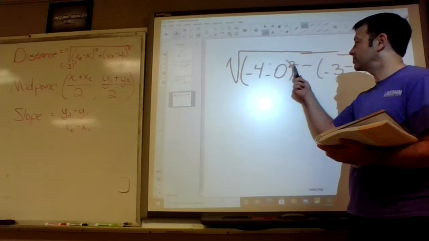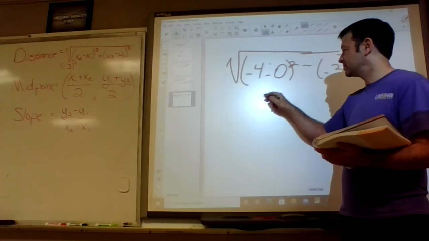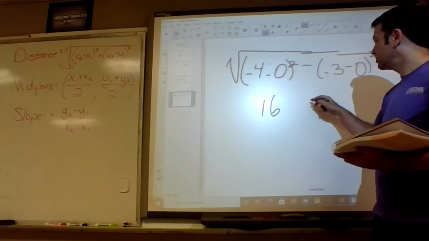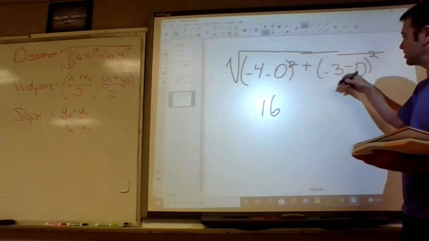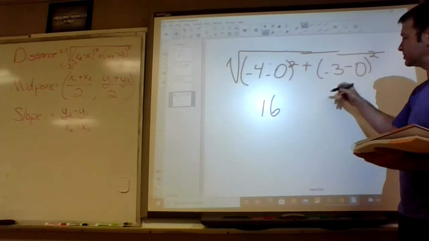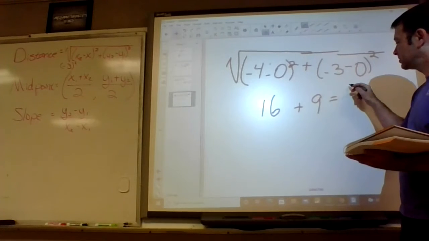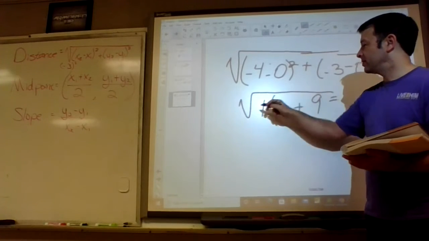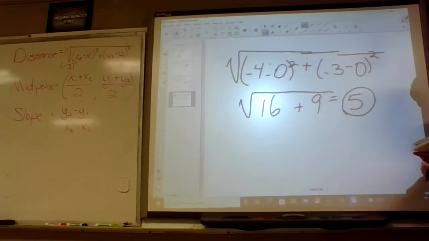So, -4 squared is 16. And this is -3 squared, which is 9. That's supposed to be a plus right there. This is the same as the last one, just different numbers. Square root of that is 5.